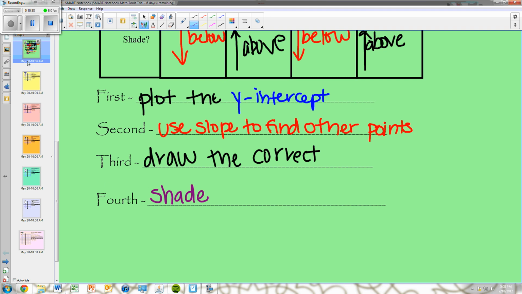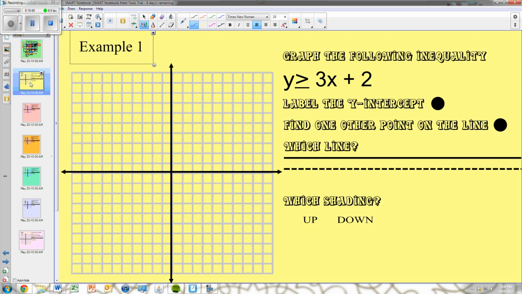All right, so we have some examples we're going to do, and these examples on my screen should be the exact same as the examples on your screen. You'll see over here, it tells you step by step what to do. Again, if you need to pause it, then go ahead. So it says the first thing I need to do every time is label the y-intercept. My y-intercept is always the number that is by itself. In this case, it is plus 2. So I'm going to go up to plus 2 and put a point there.